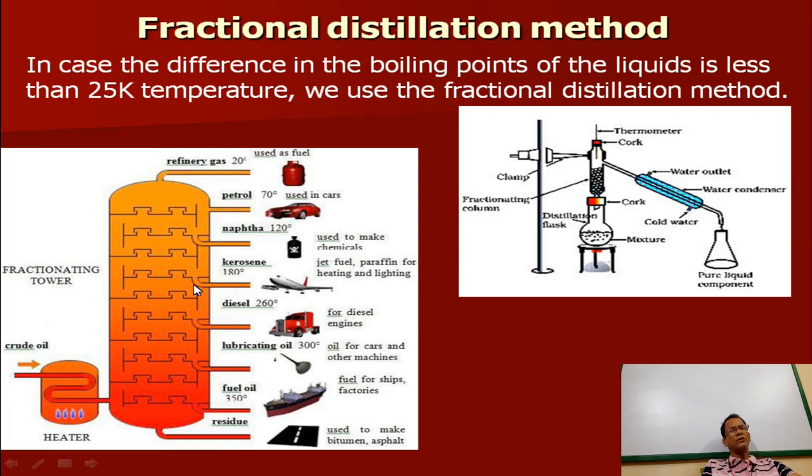So you see the petroleum, when it undergoes fractional distillation, it will produce refinery gas, LPG gas at the top, then petrol, then naphtha, then kerosene, then diesel, like this. So many components will be separated on the basis of boiling point. The liquid which has a higher boiling point will be separated at the bottom, and the liquid which has a lower boiling point will be separated at the top. So this is the principle of fractional distillation.